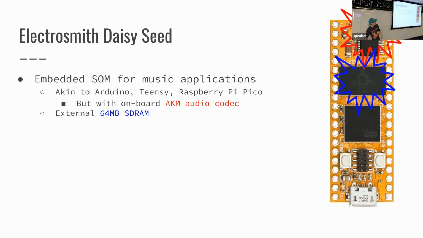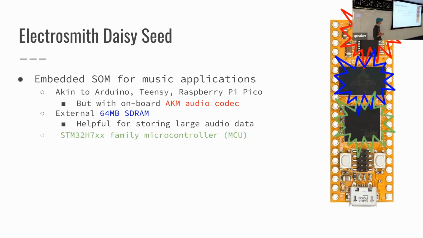And it's also got maybe more RAM than you expect. That helps with audio data, which tends to be pretty large. So if you have a delay effect and you need to store a lot of audio in memory, it's got that on board. And then the microcontroller here, or MCU, is the STM32H7 family.